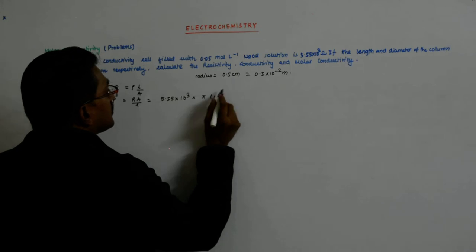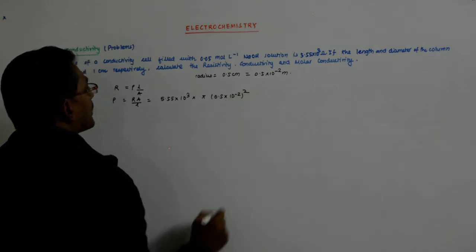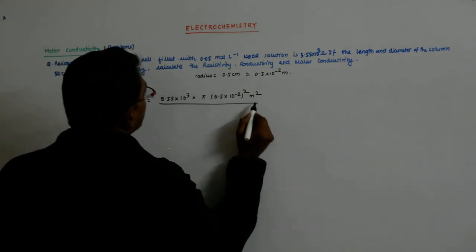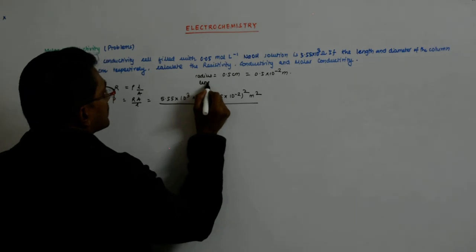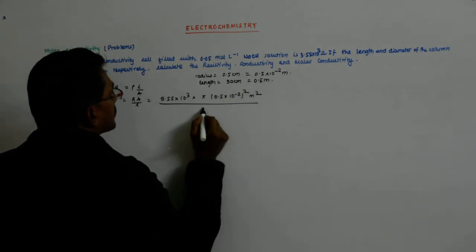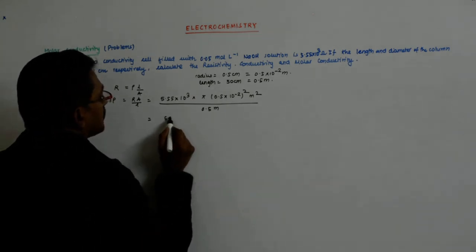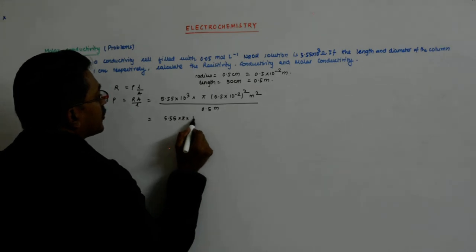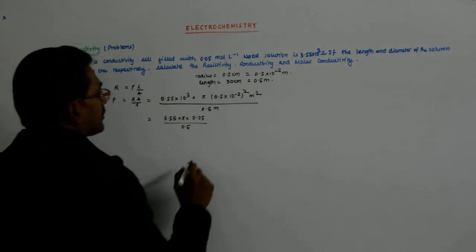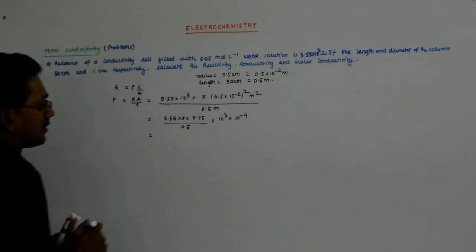Okay, so pi into 0.5 into 10 to the power minus 2 square, okay, meter square, divided by the length, which is 50 centimeters, so that is 0.5 meters. Now, that boils down to 5.55 into pi into 0.25 upon 0.5, into 10 to the power 3 into 10 to the power minus 4.